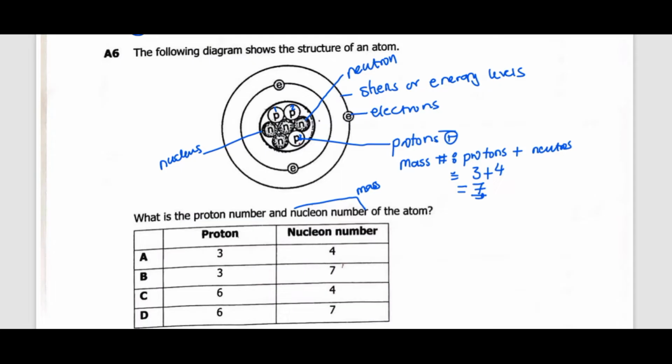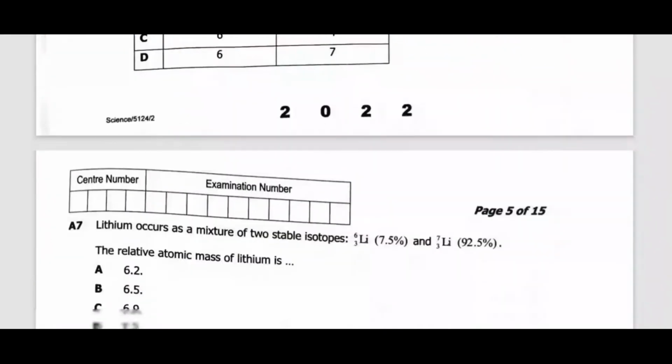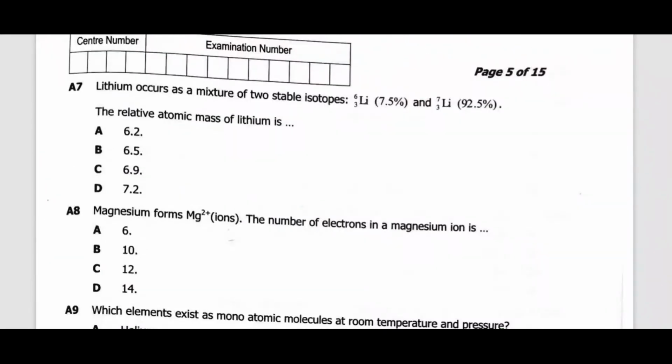Now what of the proton? The proton is just direct, no addition, no subtraction, no any calculation here. What you just have to do is you just have to count the number of protons that are there on the nucleus. So we can see that we have 3. So we need to have a multiple choice with proton is 3, then nucleon number 7. So our answer here is B. So we can now move on to question 7.